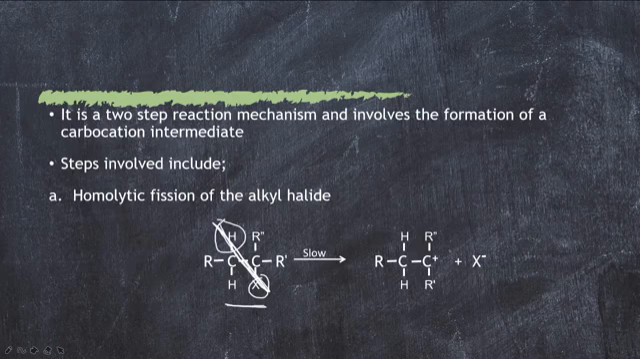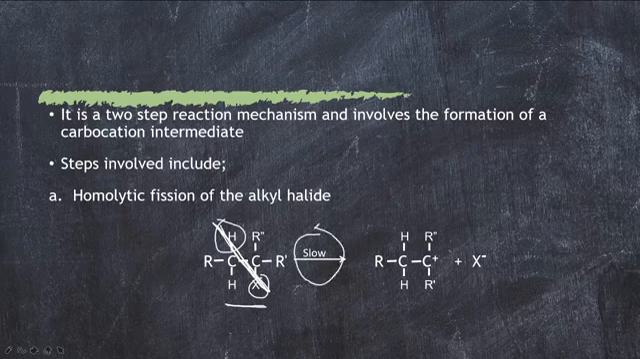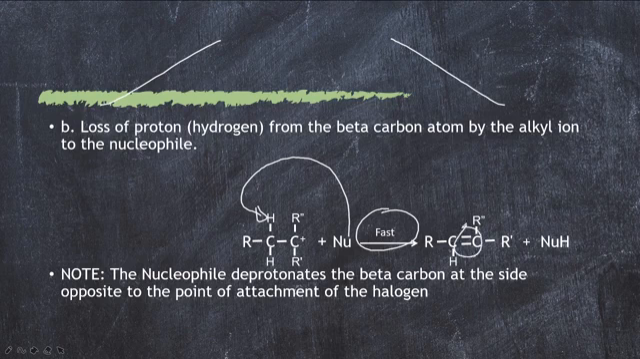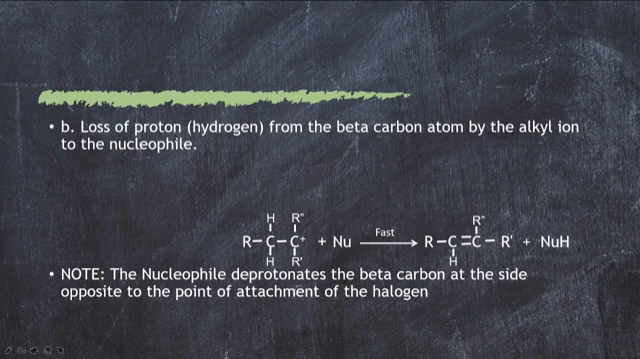Now, this step is a slow step, as we can see from what I wrote here. It's a very slow reaction mechanism, but the next step we're going to talk about, this step, occurs fast. When the nucleophile deprotonates the hydrogen, it leads to the formation of an alkene. Look, there's a double bond here. It leads to the formation of a double bond alkene.